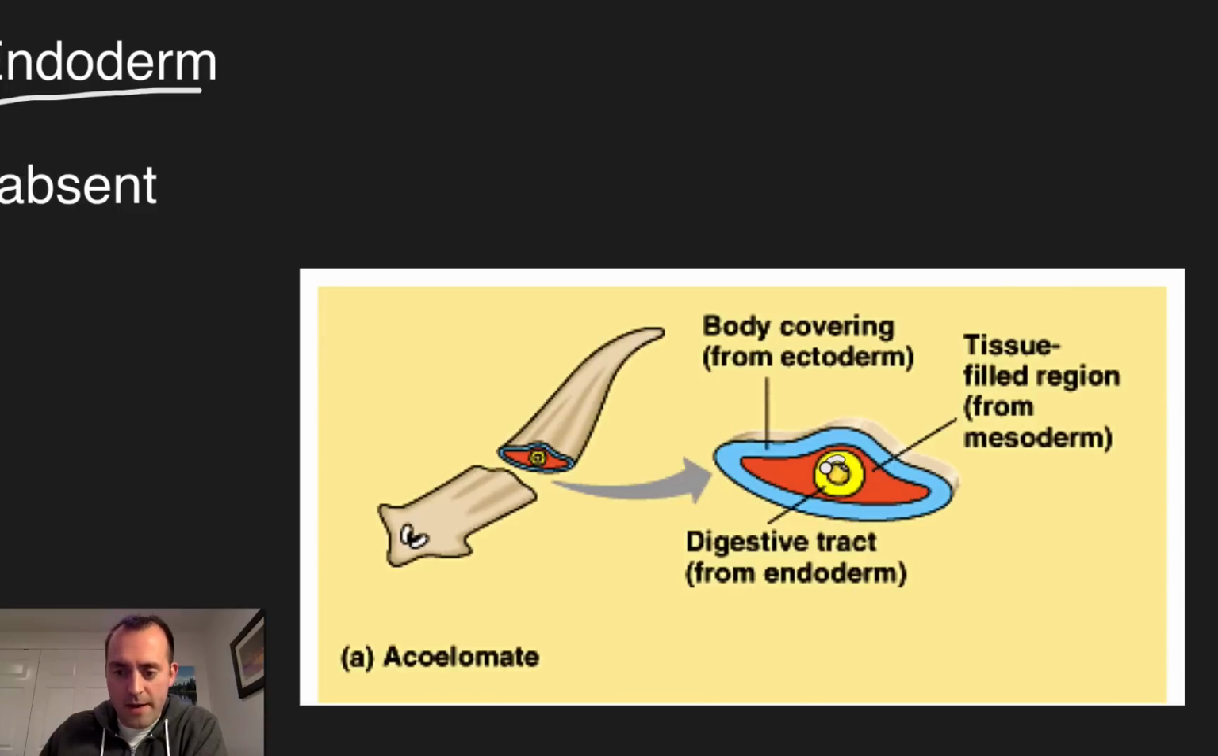You see right here we have the endoderm, that's the digestive tract, sandwiched right up to the mesoderm, that's all this red tissue. That'd be like the muscles that move the flatworm. And then we have the ectoderm here, which is the outer skin. There is no actual cavity between any of those layers.